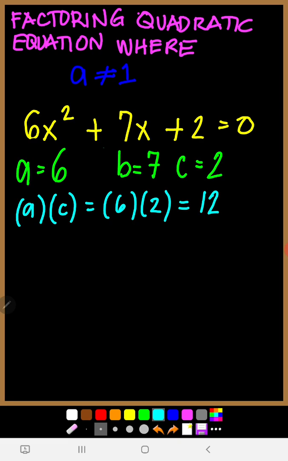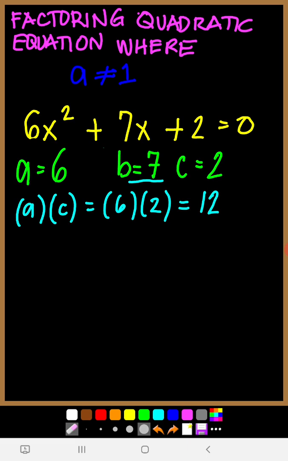After you multiply the values of a and c, when you get the product, think of two numbers which are factors of 12, wherein if you add them, you'll get the number 7, or the b. Okay? So, think of factors of 12, wherein if you multiply them, you'll get 12, and then if you add them, you'll get the value of b, which is equal to 7.